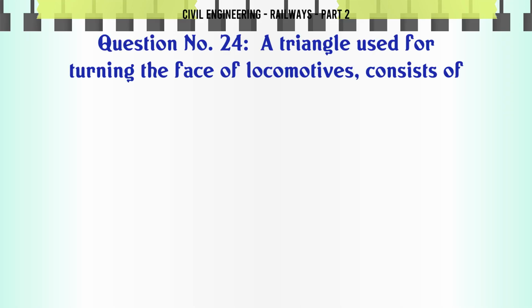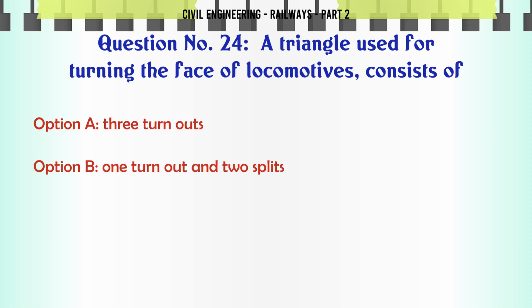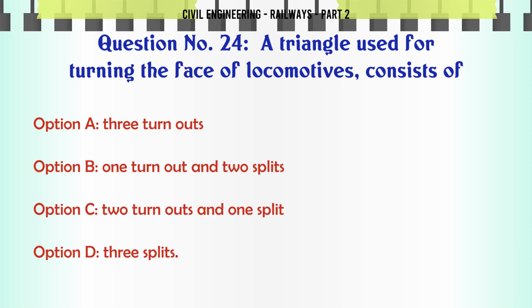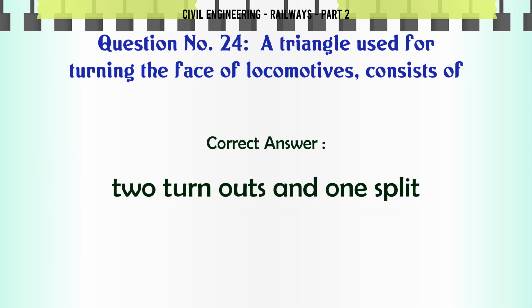A triangle used for turning the face of locomotives consists of A. 3 turnouts, B. 1 turnout and 2 splits, C. 2 turnouts and 1 split, D. 3 splits. The correct answer is 2 turnouts and 1 split.